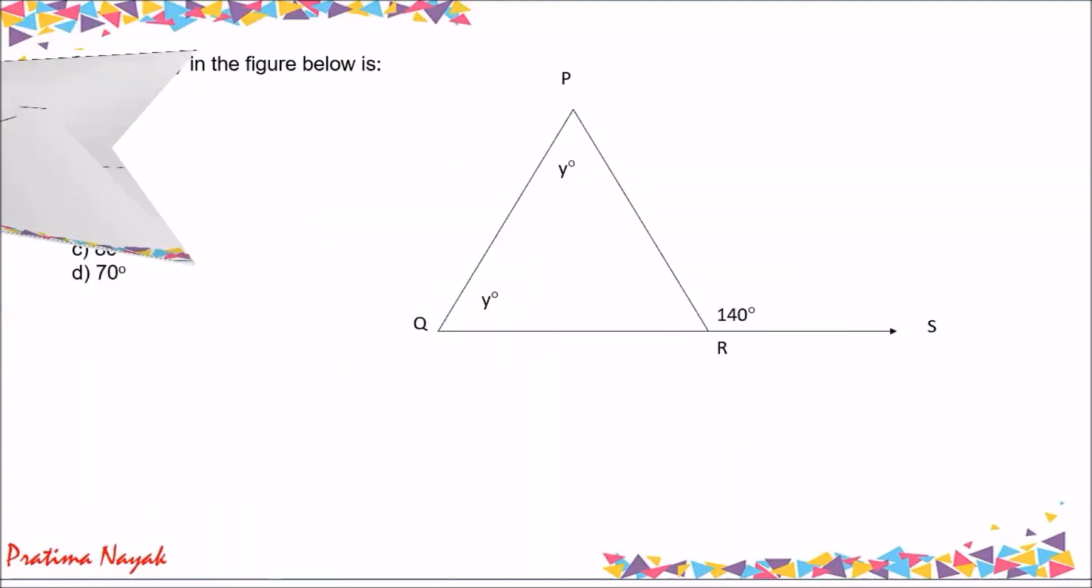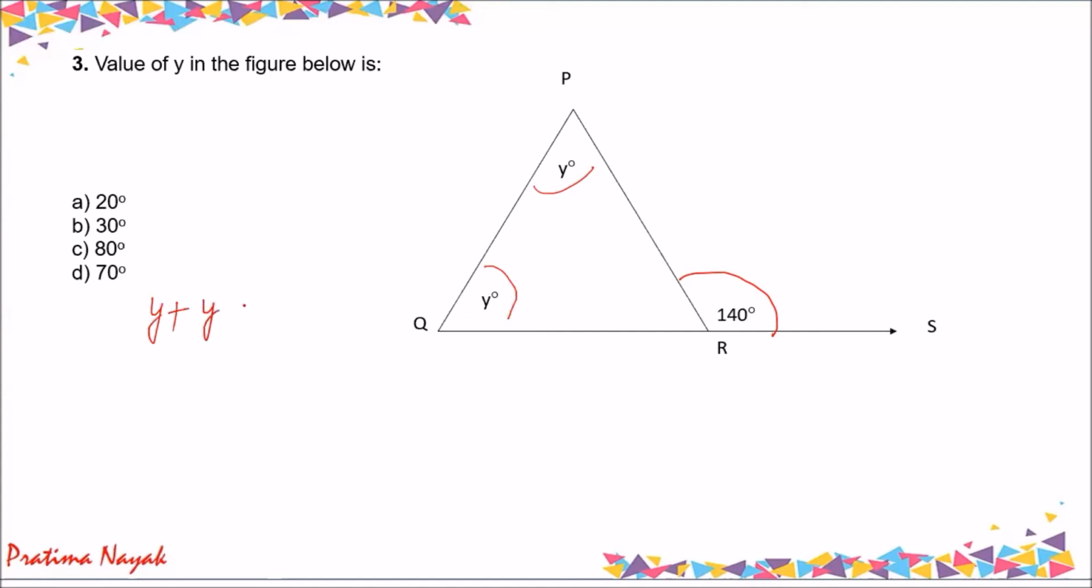Let us take the next question. Value of y in this figure. Here none of the angles is given. How to get it? No problem. This is the exterior angle and the two interior opposite angles are y and y. So y plus y is equal to 140. Y plus y means twice y, double of y is equal to 140. So what will y be? Y is equal to 140 divided by 2. That will be 70 degree. Is there any such answer? Yes, the last one is the answer. So we can tick it.